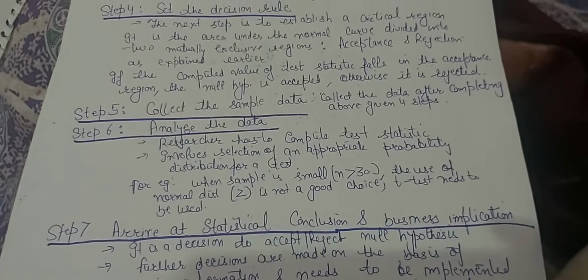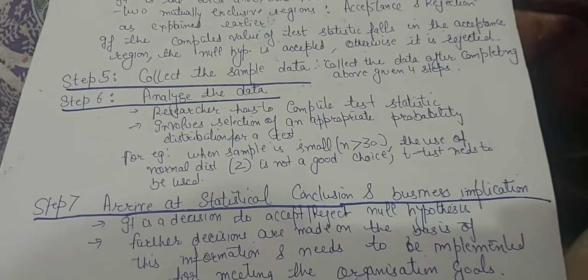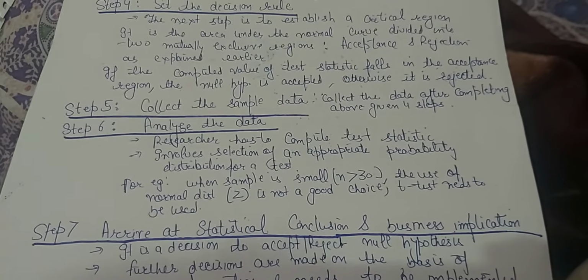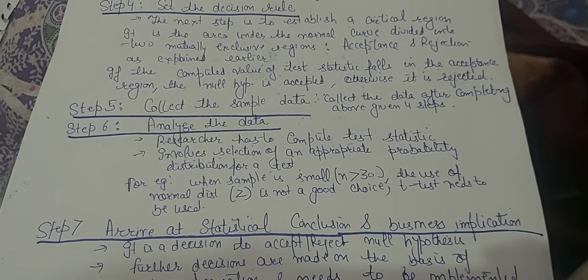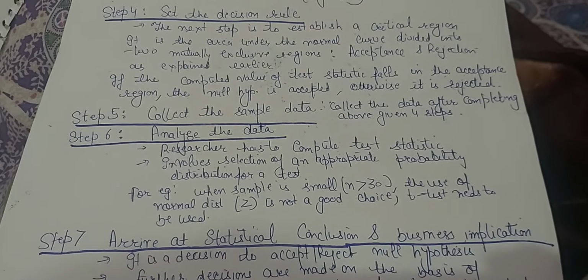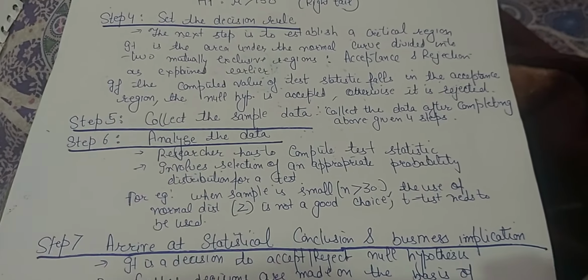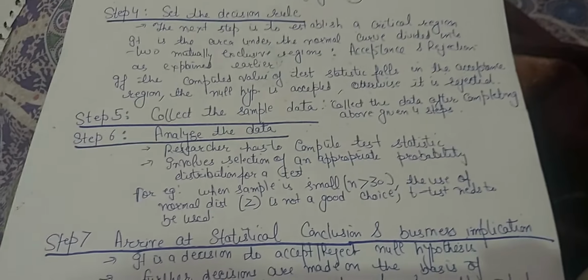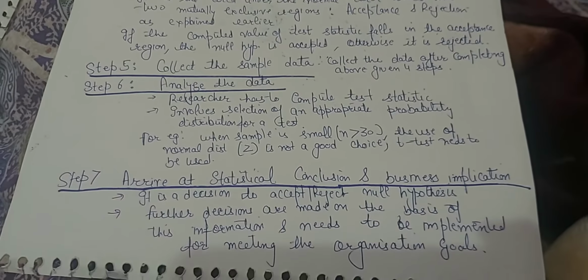Step 5 is about collection of sample data. I want to put forth one point here, that you have to collect the data after completing the above given four steps. Firstly, you have to check whether your population mean is greater or less than the value of the hypothesized mean. Step 6 is to analyze the data.